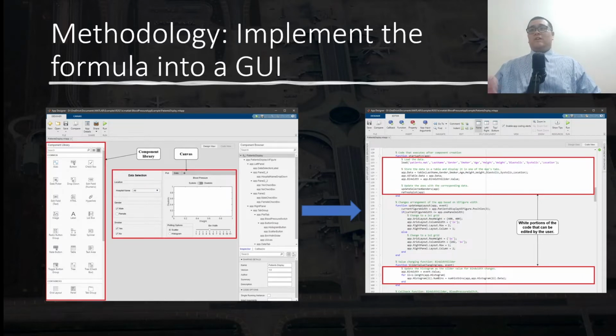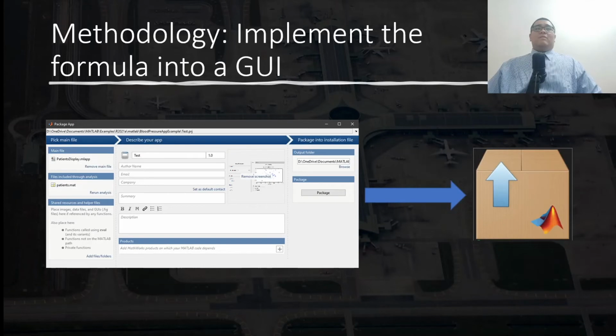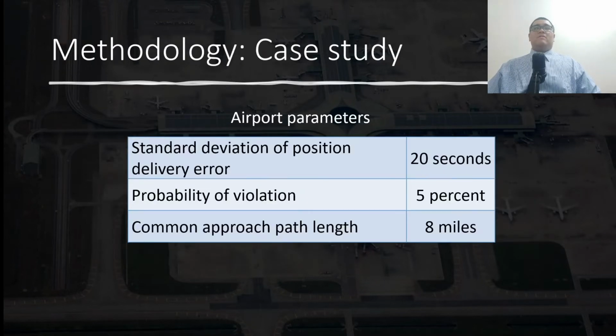Then we will write the coding for the formulation. So we will write the code in the white portions of the code. These can be edited by the user, while the gray portions are controlled by MATLAB. Those cannot be edited by the user. Finally, once we confirm that the app is working, we will package the app into an installer like this, and then it can be used by other MATLAB users.